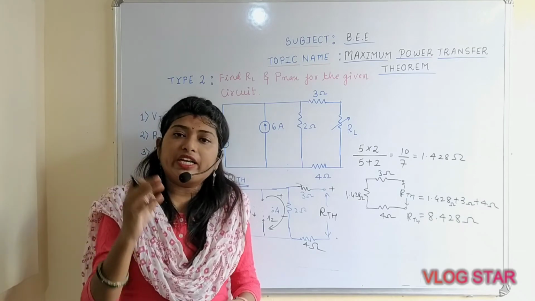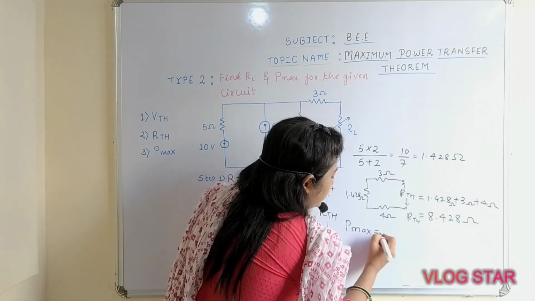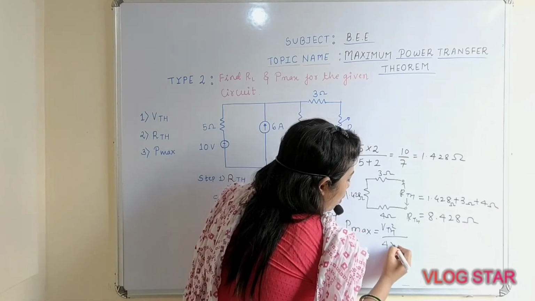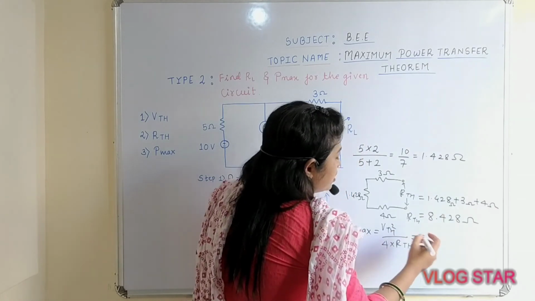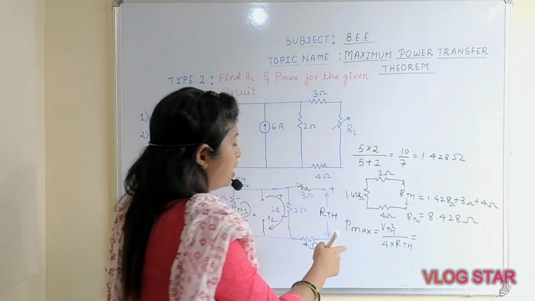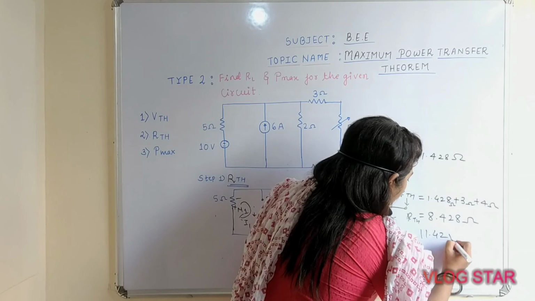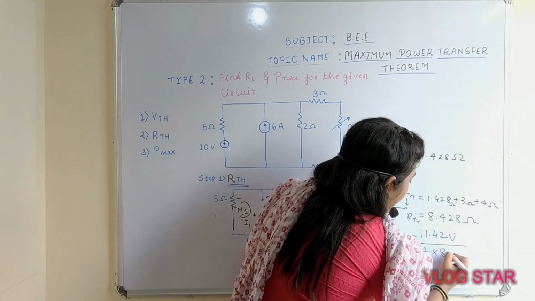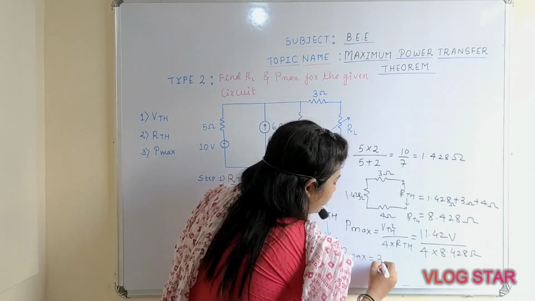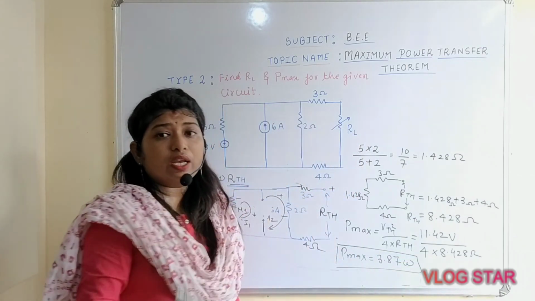Similarly, once you are done with VTH and RTH, you can easily find the maximum power flowing through the circuit by the formula VTH square upon 4 into RTH. If you substitute VTH, what is VTH? VTH is nothing but what we received as the answer, 11.42 volt, upon 4 into 8.428 ohm. So P max is equal to, after calculating, you will get 3.87 watt. You need to calculate the answer.